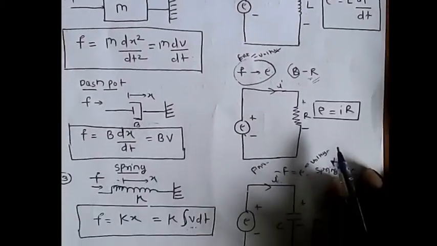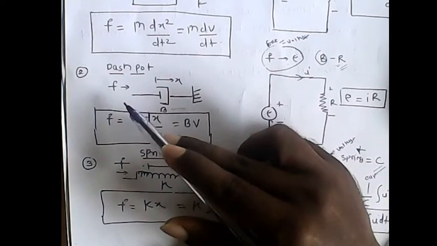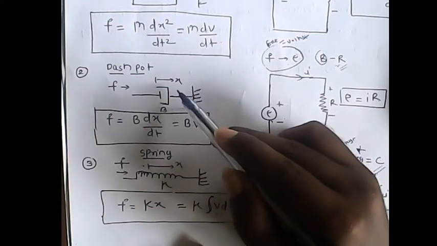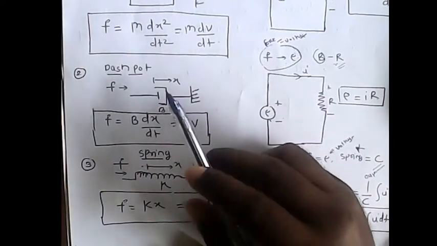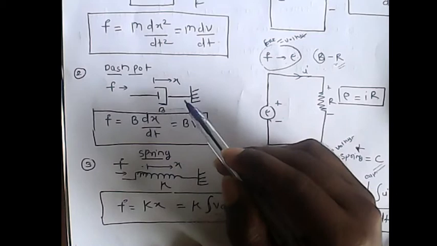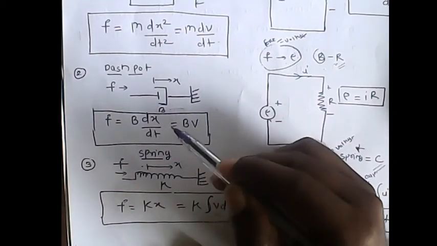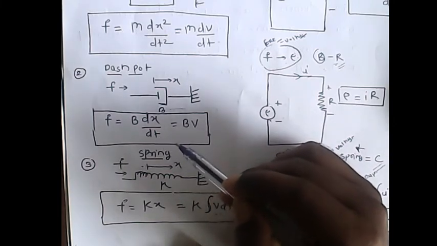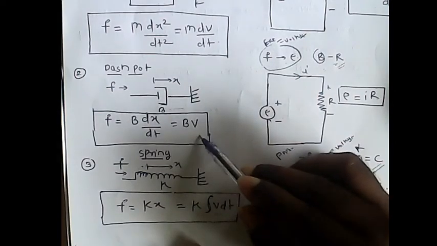Similarly, when we apply a force on a dashpot, the dashpot has the property of friction. B is the friction constant, F is the applied force and x is the displacement. When we apply a force on a dashpot, it offers an opposing force given by F equal to B dx by dt. B is the friction constant and dx by dt is nothing but the velocity. So the opposing force offered by the dashpot or damper is directly proportional to the velocity, v.